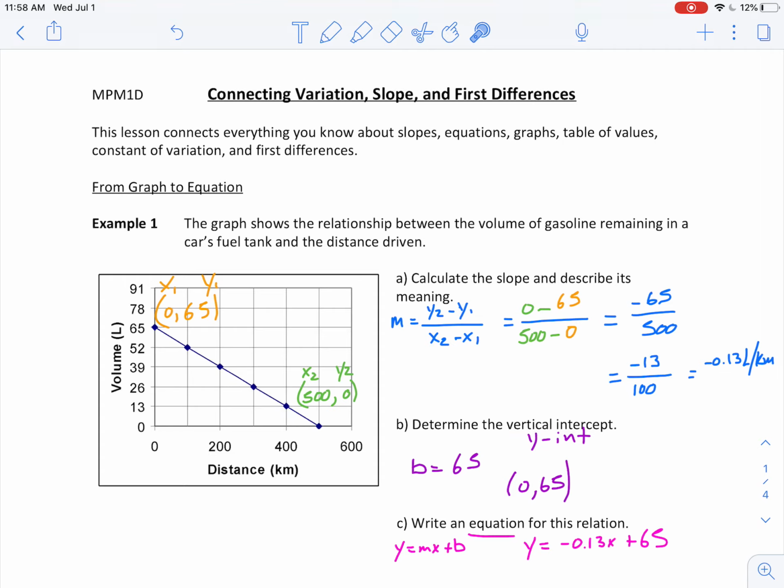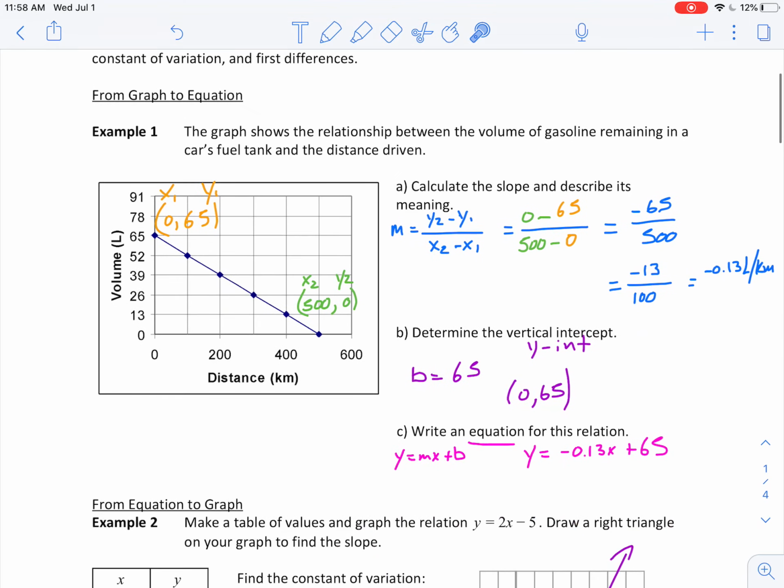Where does this line touch the y-axis? It touches the y-axis right here at 65. So the y-intercept, which is the vertical intercept, is (0, 65), or we write our b value to be 65. Now we need to write an equation for this relationship.